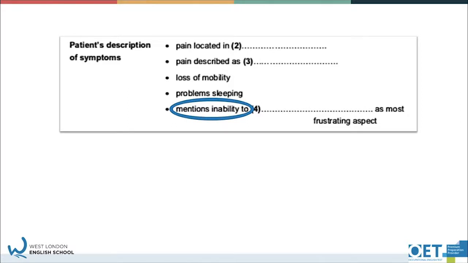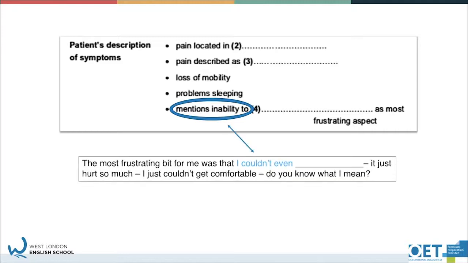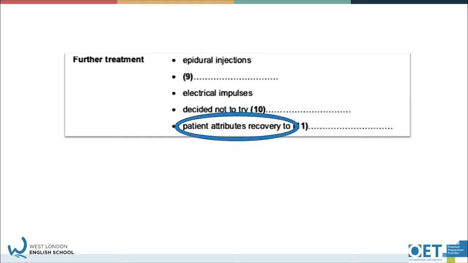Okay, it's the same with question number 4. Here it says mentions inability to. The patient says, I couldn't even. You can see how different it is and just how much more simple and informal and straightforward it is from the patient. Another example here with question 11, patient attributes recovery to.